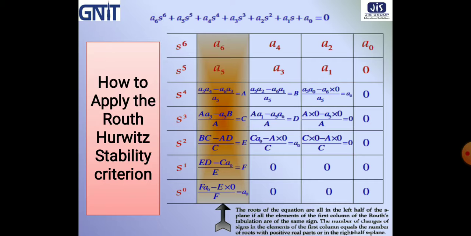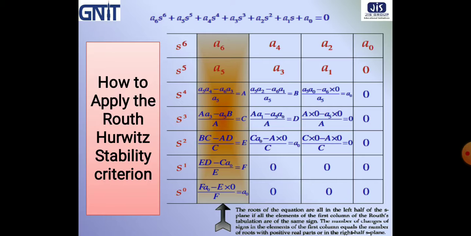Now if we want to calculate the coefficient of s to the power 4, or the value of this particular position, then you have to multiply this into this minus this into this. That means a5 into a4 minus a6 into a3, divided by a5. That particular result you have to put in this position.